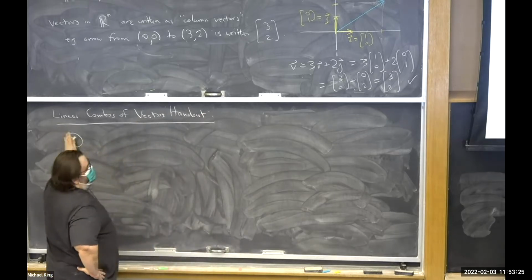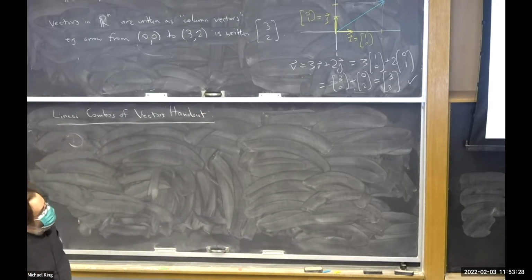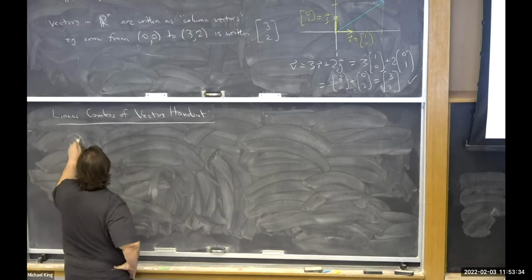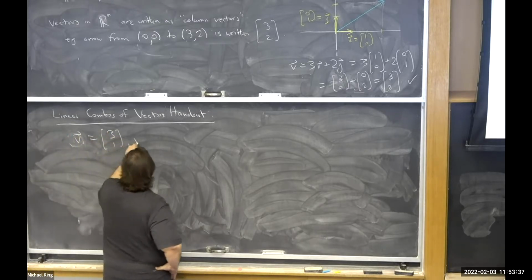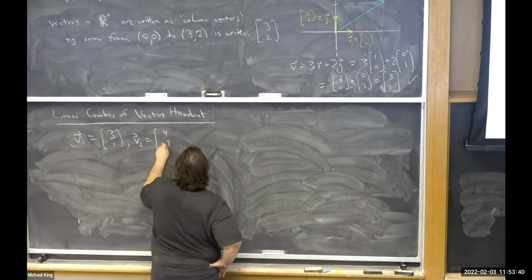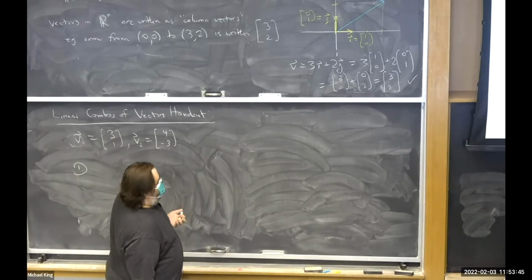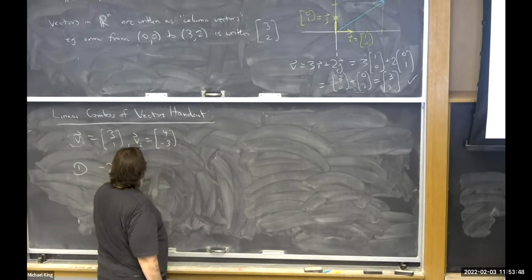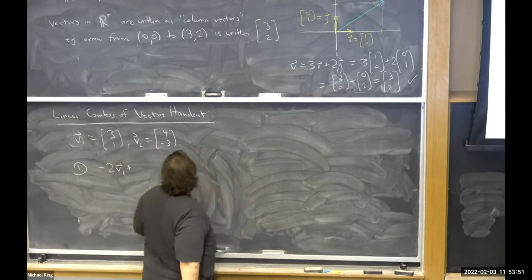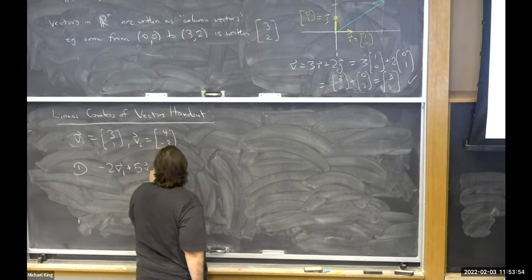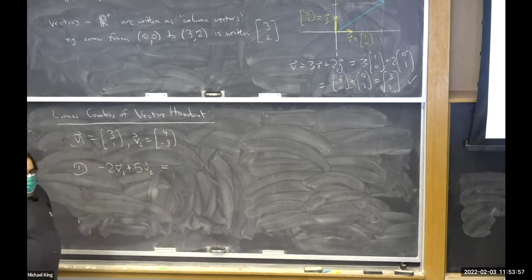So number 1, it says let v1 and v2. v1 is (3, 1) and v2 is (4, -3). The first thing is just to say what a linear combination is. If I wanted -2 v1 plus 5 v2, take a second and compute that. I want to multiply the first vector by -2, the second vector by 5, and add them together.